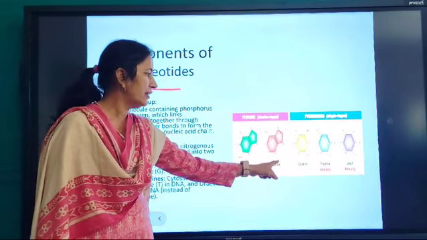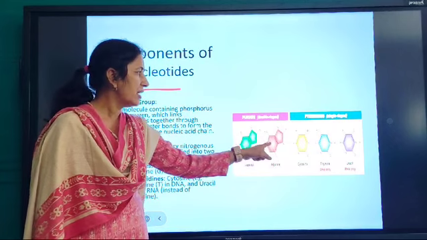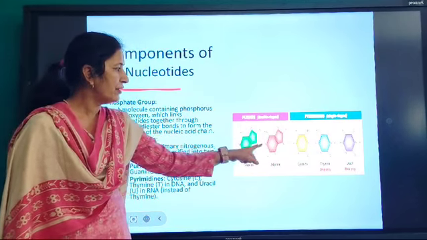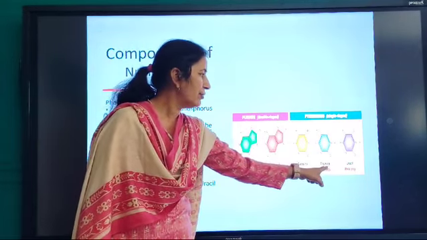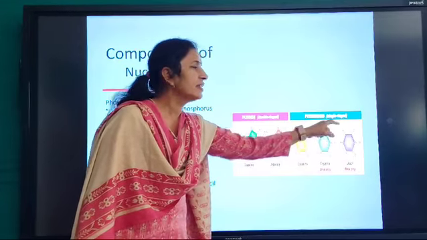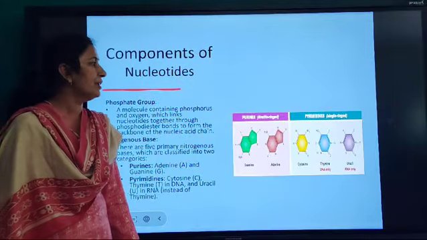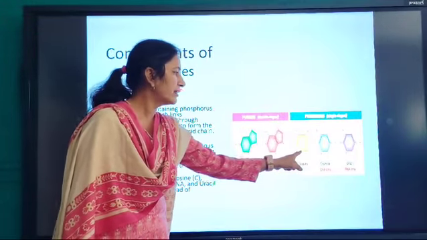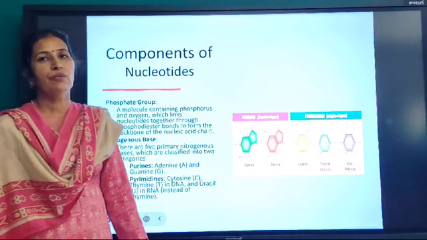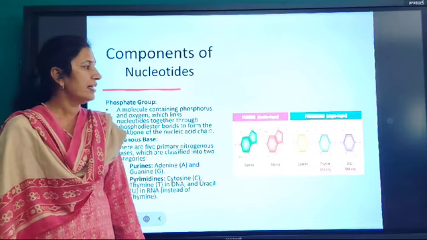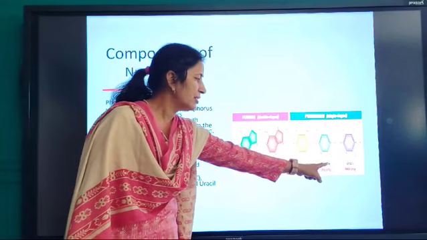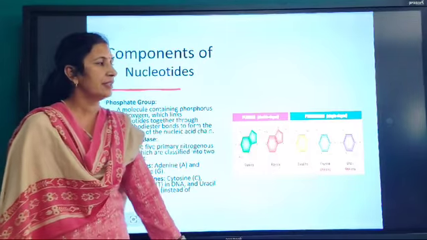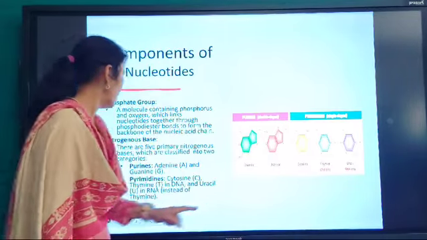Guanine and adenine have a double ring structure and belong to purines, whereas cytosine, thymine and uracil have a single ring structure and belong to pyrimidines. Out of these, guanine, adenine and cytosine are present both in DNA and RNA, whereas thymine is present only in DNA, and uracil is present only in RNA.